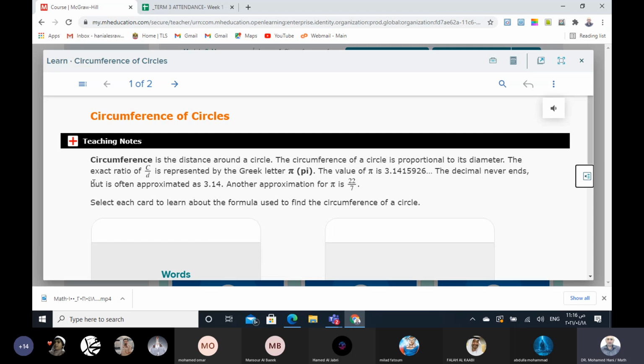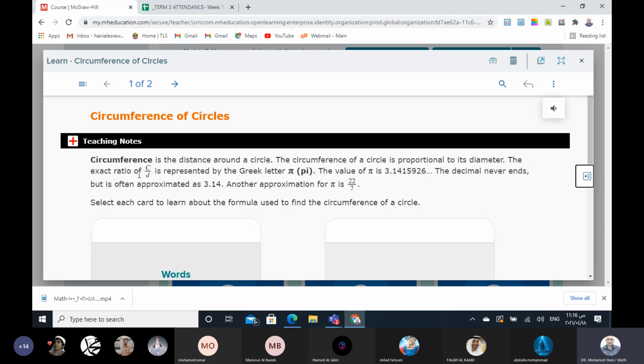Circumference of circles. What is the meaning of circumference? Circumference is the distance around the circle. The circumference of a circle is proportional to its diameter.